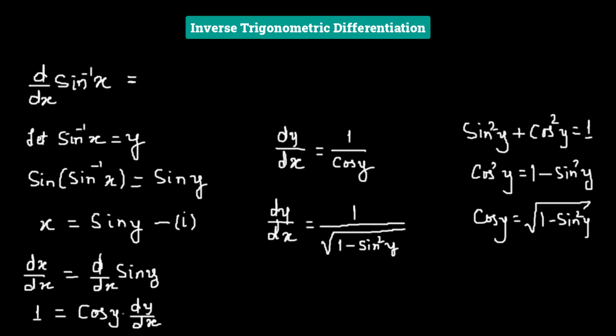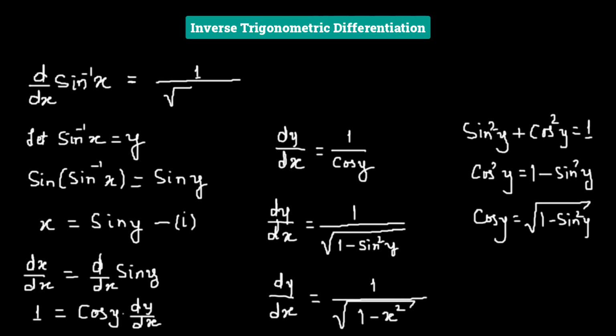Now we're going to use equation number 1, because sine of y is equal to x. So that gives us dy over dx is equal to 1 divided by the square root of 1 minus x squared. So sine of y is x, so replacing sine of y with x, we're going to get 1 minus x squared. So the differentiation of the inverse sine function will be equal to 1 divided by the square root of 1 minus x squared. And here the value of x will be such that it lies within the interval -1 and +1.